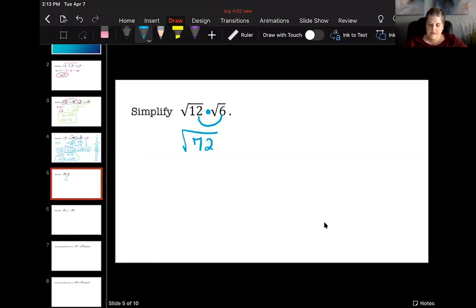So that's the new radicand underneath, but that is not simplified, and it asks us to simplify it. So now we have to split it apart, and like we did on the previous one, we already know 72. The biggest perfect square is 36 times 2. So now if I take the square root of 36, that comes out to the front as a 6, and the 2 stays under as the radicand. So we have 6 square root of 2 is our answer.